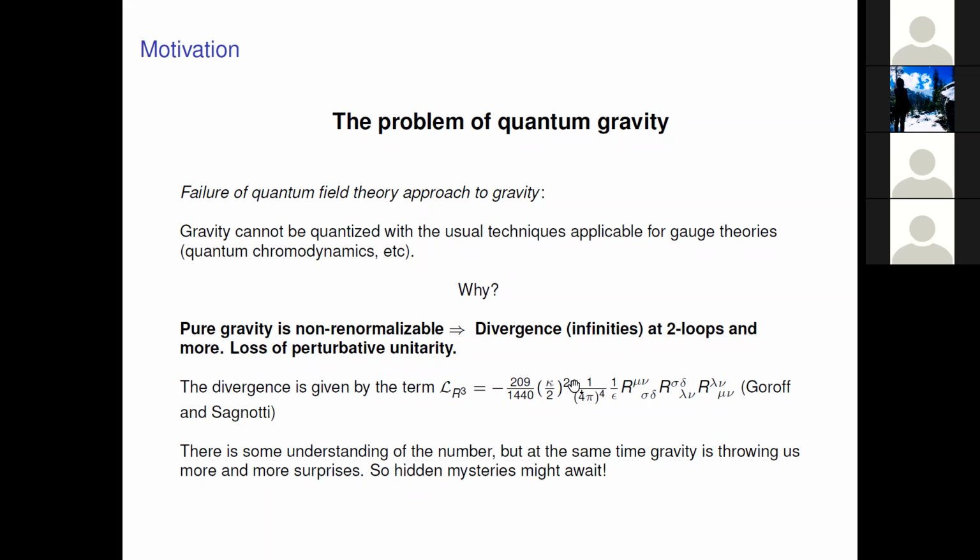And the divergence term at two loops is given by this coefficient, the R-cubed coefficient, which was first calculated by Goroff and Sagnotti. There is some understanding of this coefficient from the recent results of Bern, but gravity is actually throwing many puzzles and surprises, so much of this needs to be understood further.